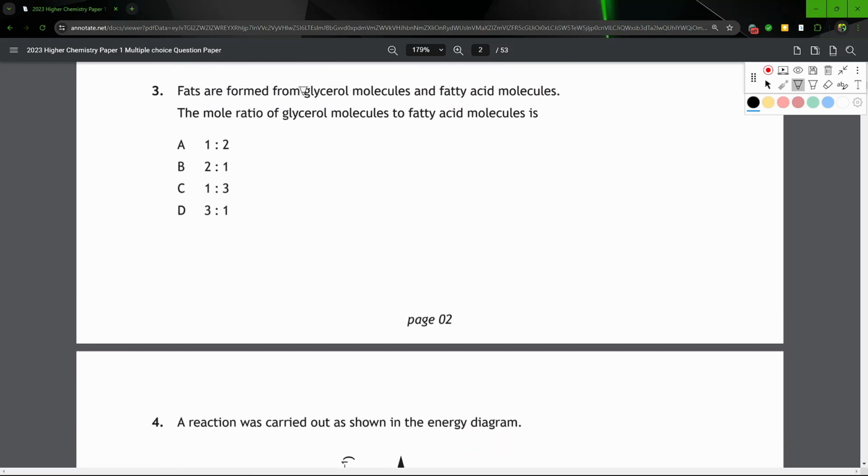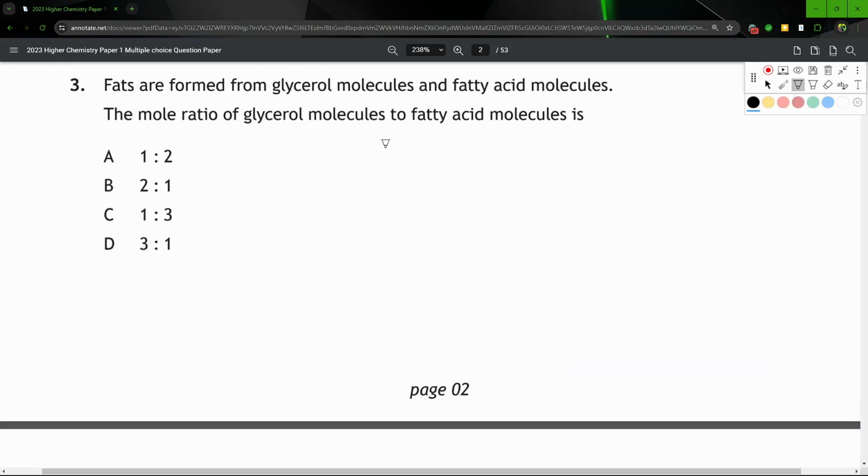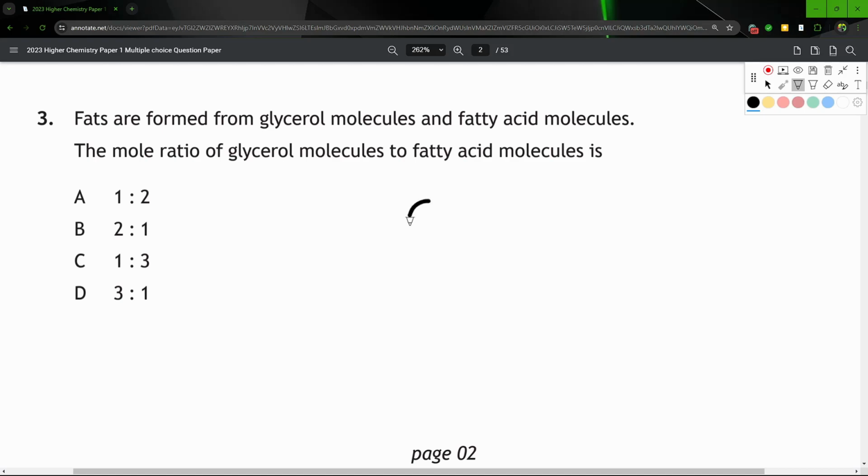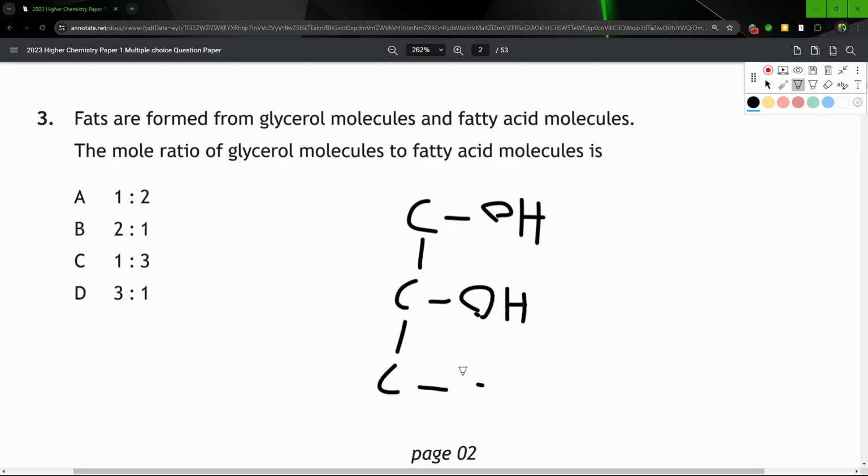Fats are formed from glycerol molecules and fatty acid molecules. The mole ratio of glycerol molecules to fatty acid molecules is what? Now remember, the way we can figure this out, this is probably one of those things you're just going to have to remember, but the glycerol molecule itself is known as propane-1,2,3-triol, but essentially here it looks something along the lines of this.